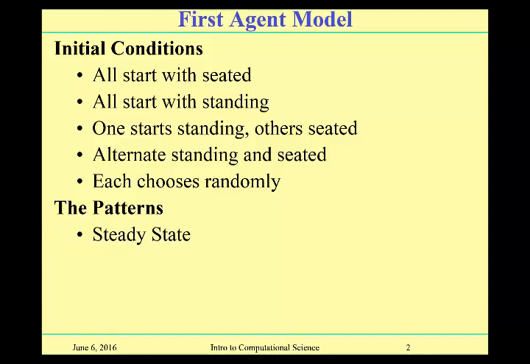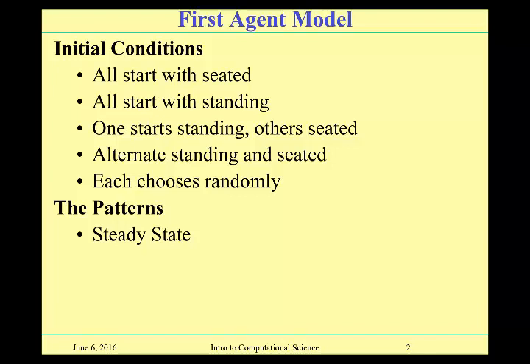Well, when we were all sitting down, nothing happened. We just remained sitting down. Why? Because when you looked around and saw no one standing, there was no reason to stand up, at least according to the rules. So when you have a pattern that basically repeats itself, where there is no change, even though there's potential in the rules for change, we call this a steady state. The state, the condition everybody is in, stays the same, it's steady. We have a steady state pattern.